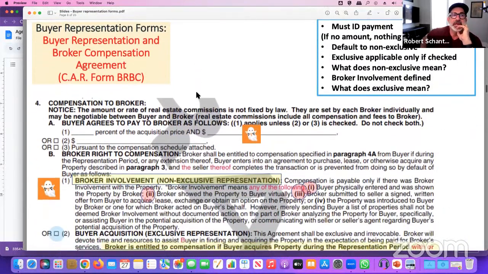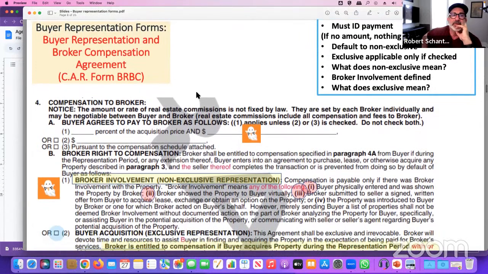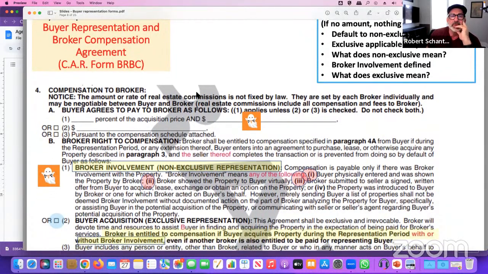Next, Section 4 identifies the compensation that will be paid to you, the agent or the brokers, for the services that are going to be given. So for 4A, my recommendation is to put 3% of the acquisition purchase price, or you can put a dollar amount, or you can put pursuant to the compensation schedule attached.